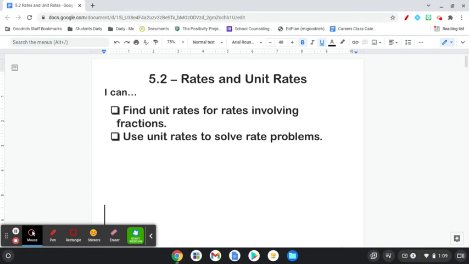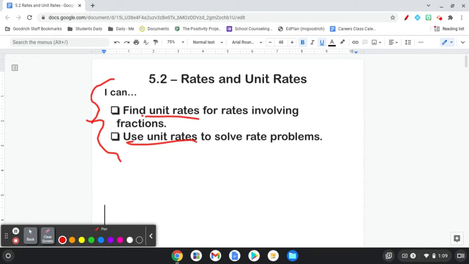Hi guys, so today we are on 5.2, rates and unit rates. Make sure that you title your notes for the day and you're taking notes throughout this video. Remember that these I can statements, you don't need to write them down, but they're telling you what you're going to be able to do. First, you need to be able to find a unit rate and then use unit rates.